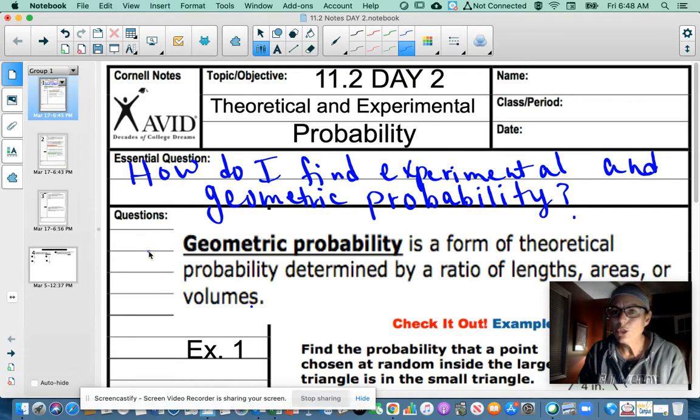Video 11.2, Day 2, Theoretical and Experimental Probability. Please write down the essential question. How do I find experimental and geometric probability?